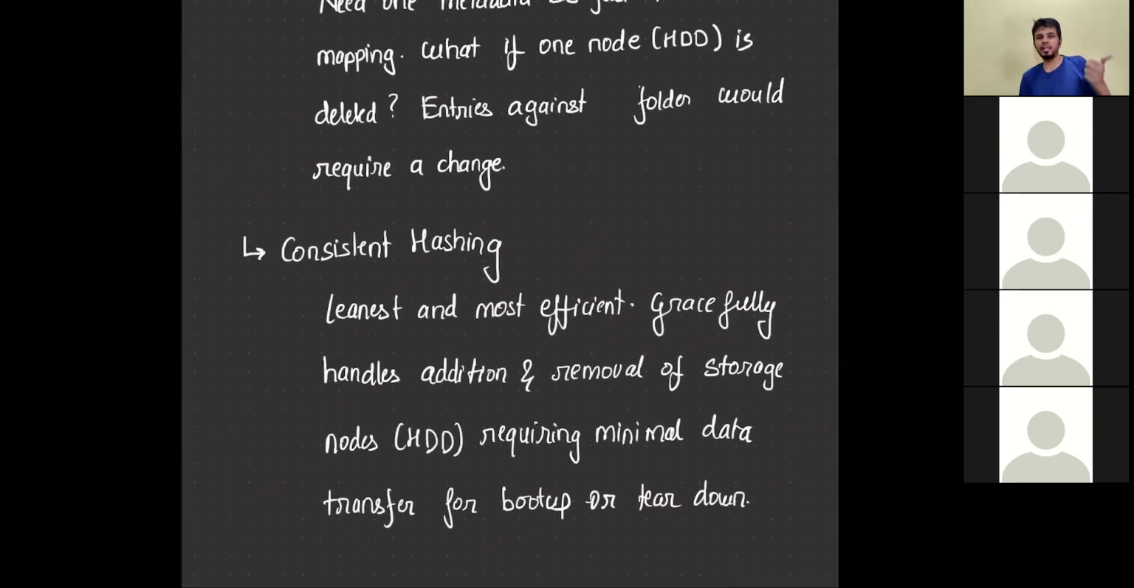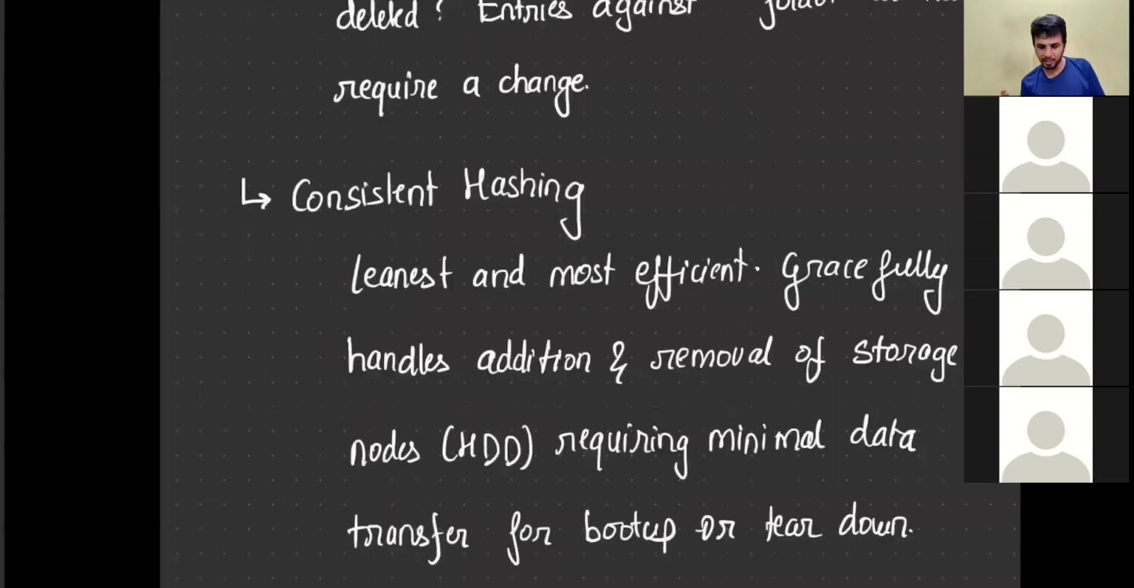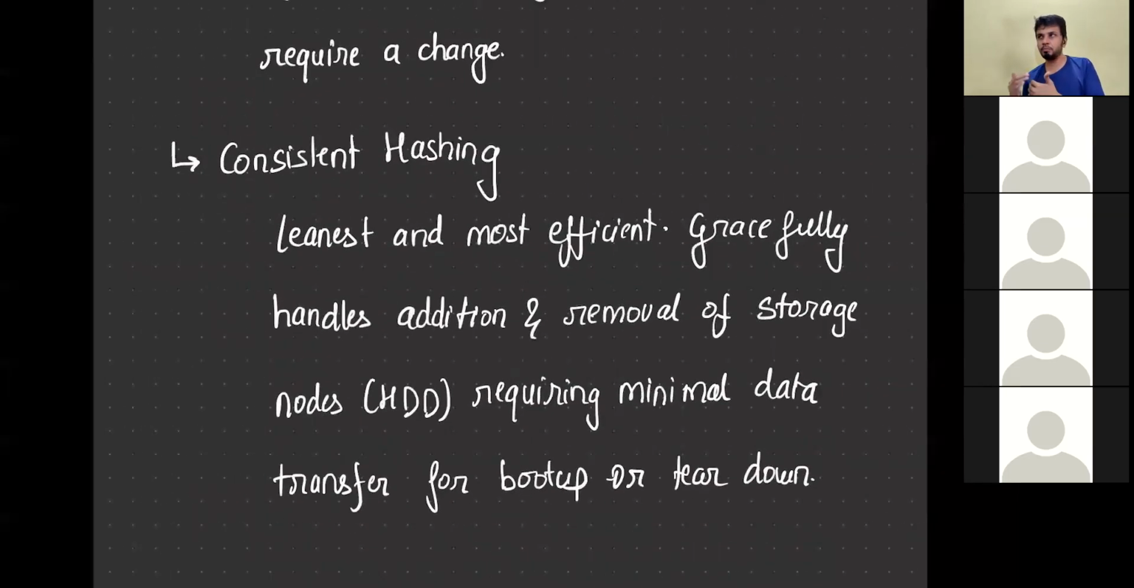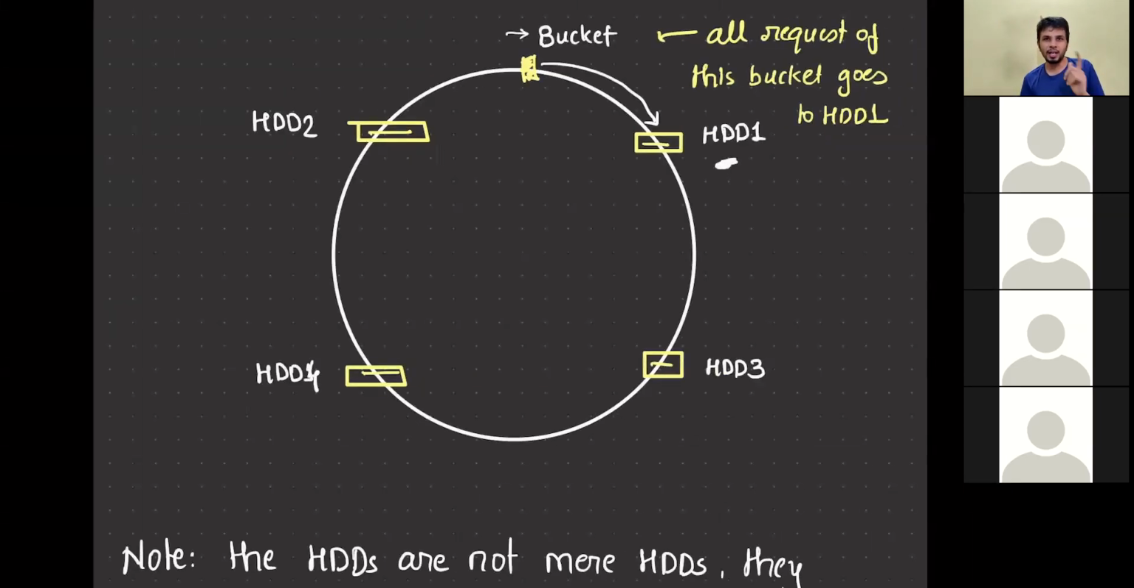It would gracefully handle additions and removal of storage nodes with minimal data transfer, and boot up and tear down, copying existing data into it. All of the things that we discussed with distributed cache is something that we can very well do here. It seems to solve all the problems except one, hot partitions. Right, we'll come to that.